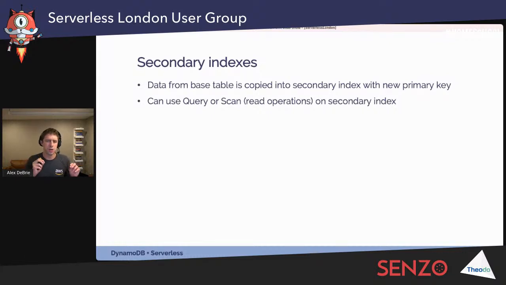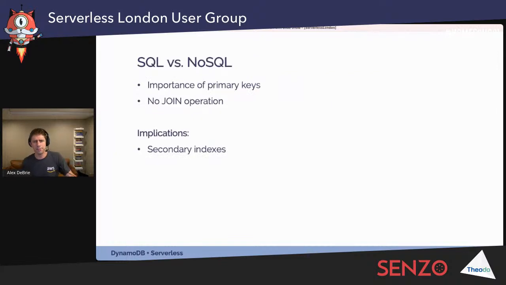What you can do is use the query or scan. So you can use read-based operations on that secondary index, but you can't do any writes on that secondary index. All the writes need to happen to your main table, and then those writes will get replicated out to your secondary indexes that you can read from. So that's the first implication. Secondary indexes, very important to data modeling in DynamoDB.